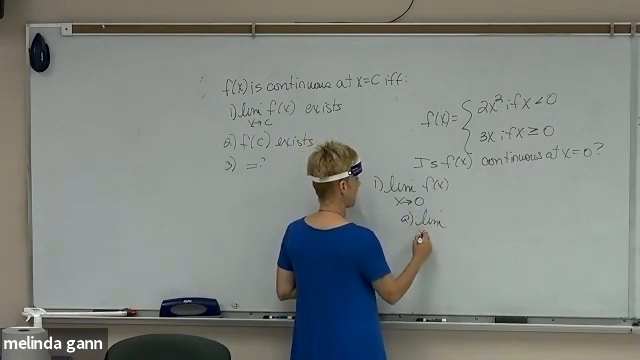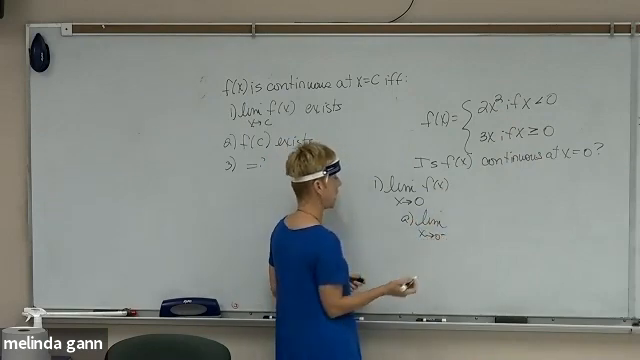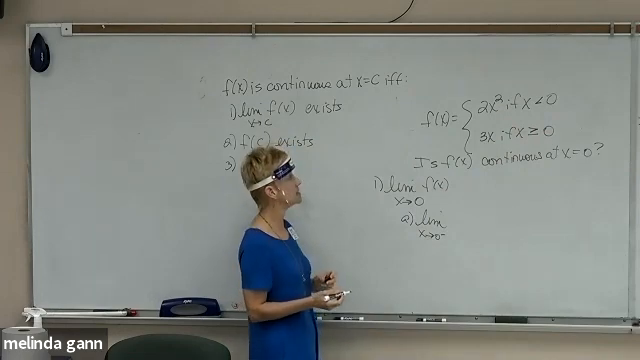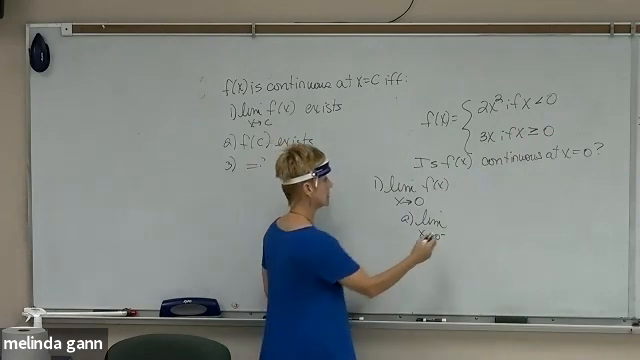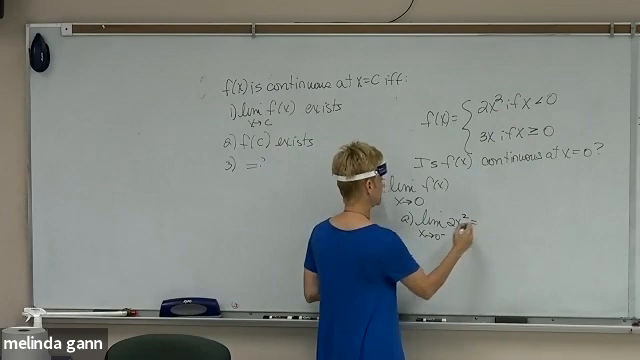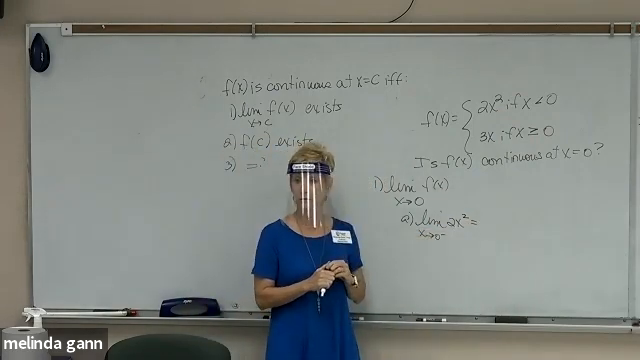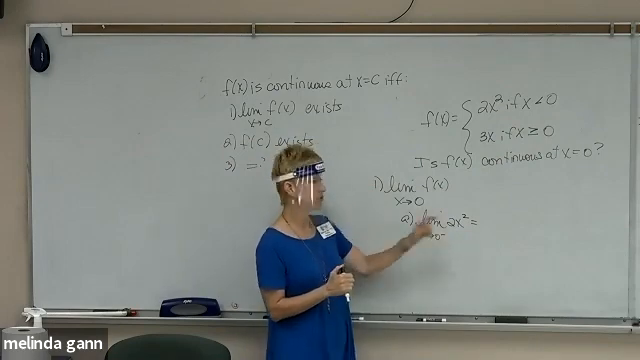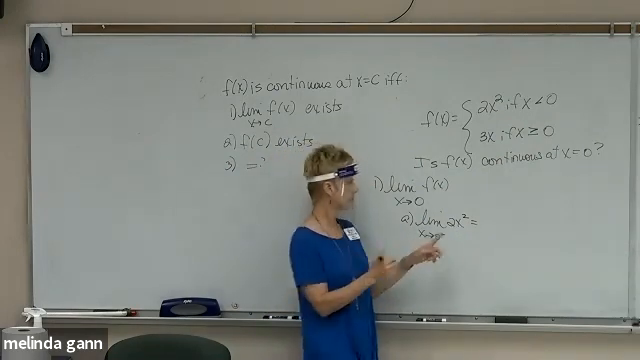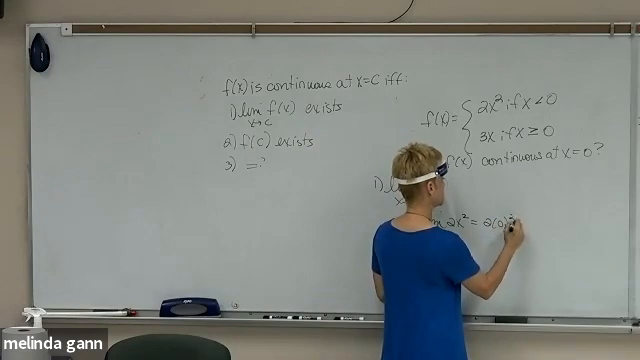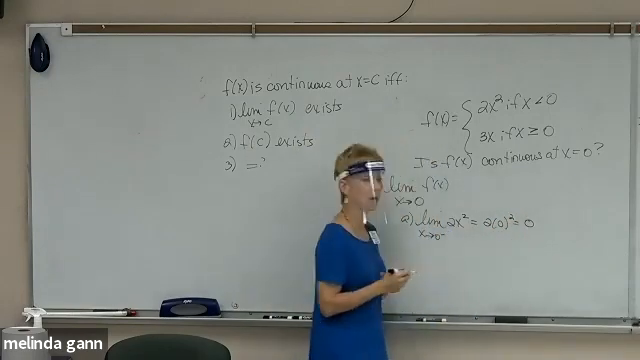The limit, if I approach 0 from the left, what do we agree my function was? Is it 3x or 2x squared? 2x squared. Now, isn't that a little polynomial? So can I take that 0 and just plug it in? Okay. So I get 2 times 0 squared, which is 0.